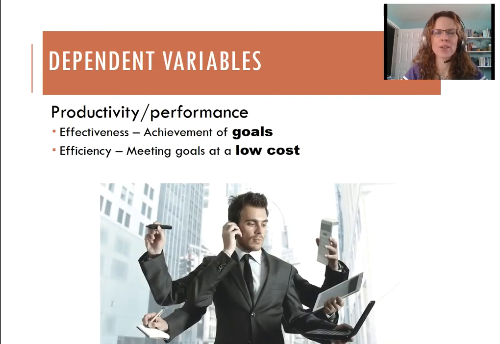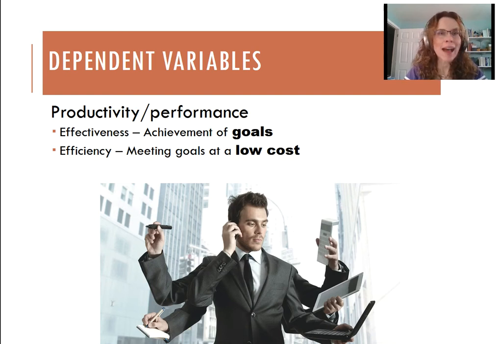So let's talk about those dependent variables that we really care about in this particular course. Number one, what I would call 1A, is productivity or performance. And we're interested in two elements of this. The first is effectiveness. Effectiveness is all about the extent to which we achieve our goals.